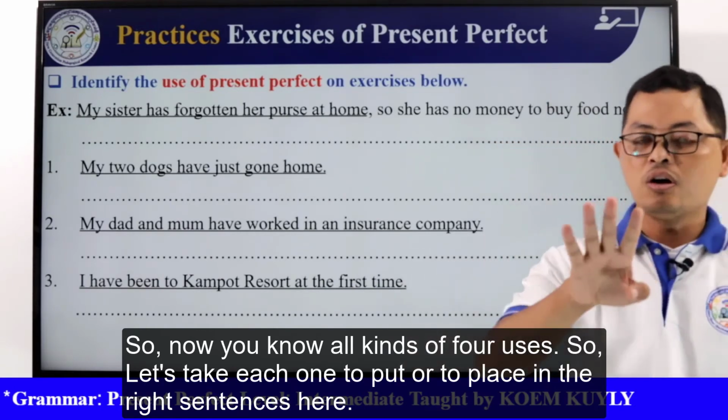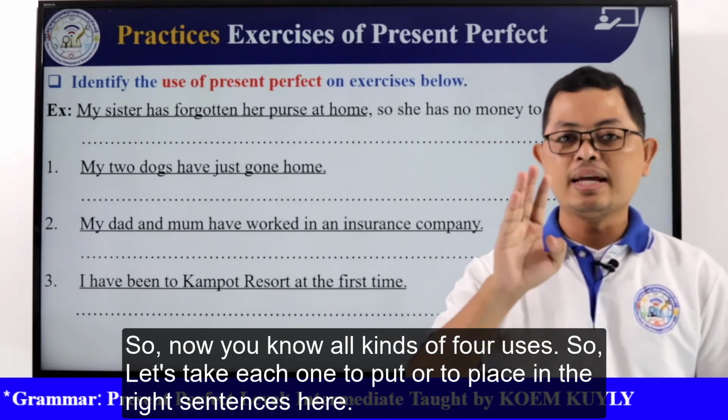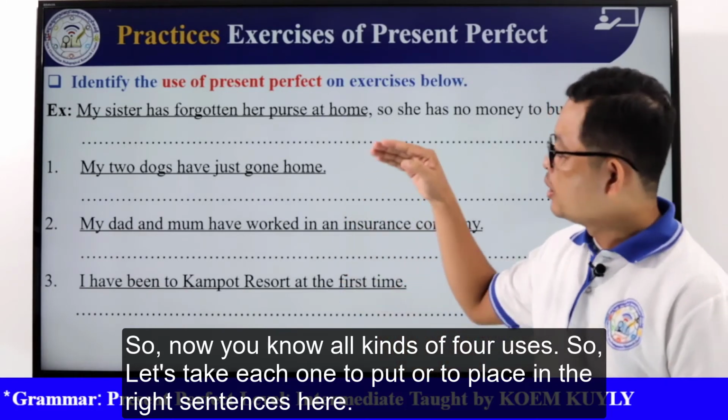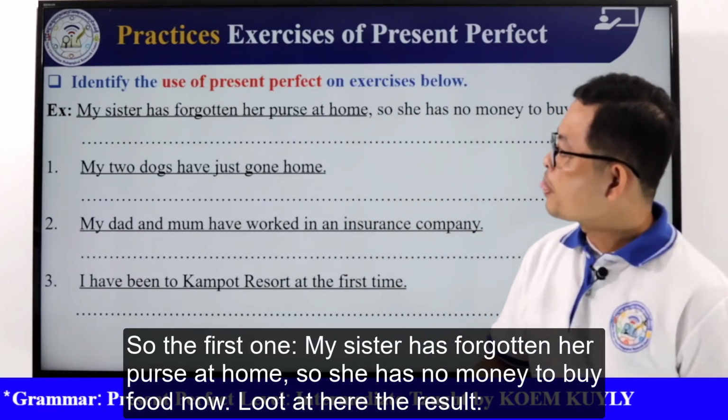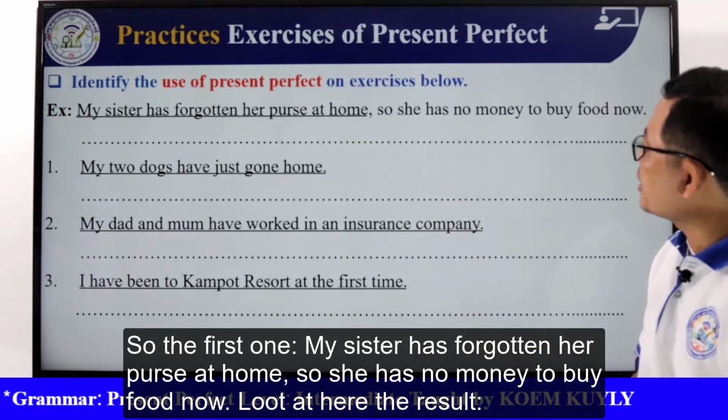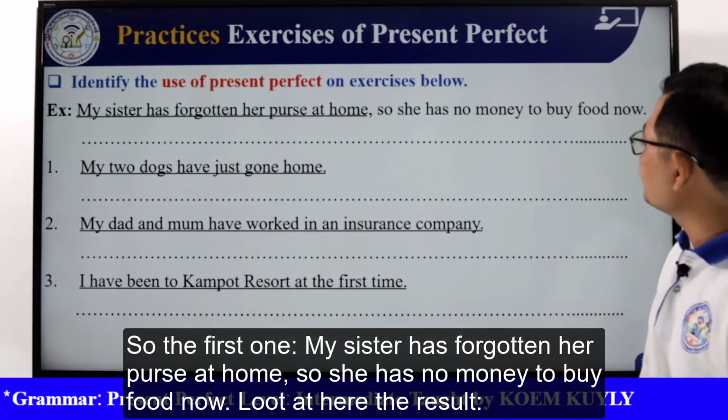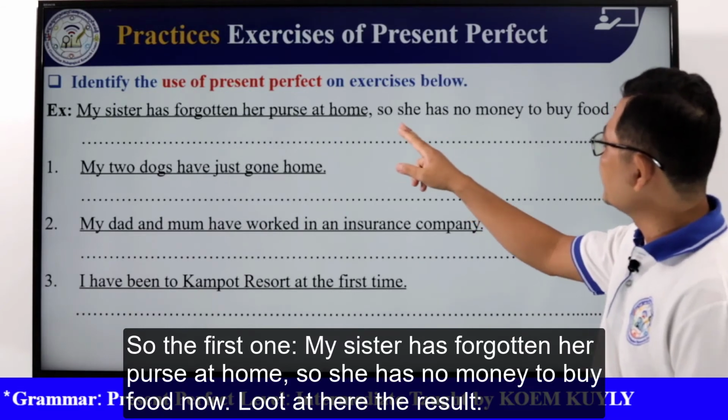So now you know all four uses. So let's take each one and place it in the right sentences here. So the first one, my sister has forgotten her purse at home, so she has no money to buy food now. Look at here, the result.